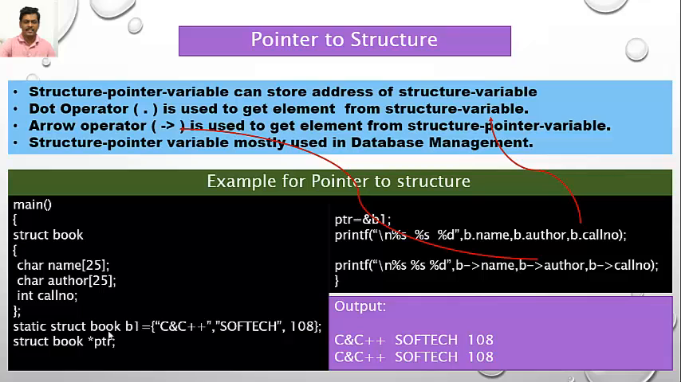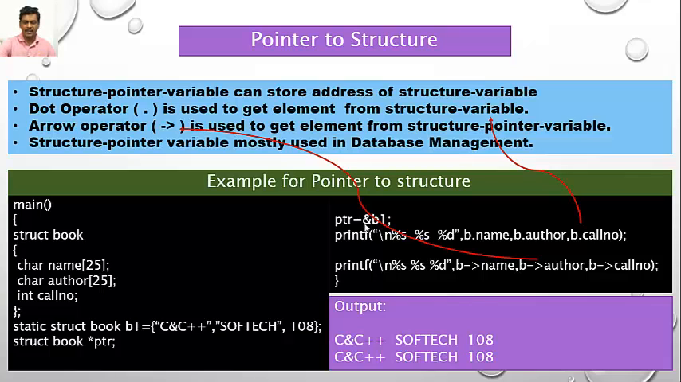So PTR is a structure pointer variable. PTR equal to ampersand B1. In this statement we assign the address of B1 into PTR because B1 is a structure variable. So we get the address of B1, then assign it into PTR. PTR is a structure pointer variable and B1 is a structure variable. So the address of a structure variable can be stored in a structure pointer variable.